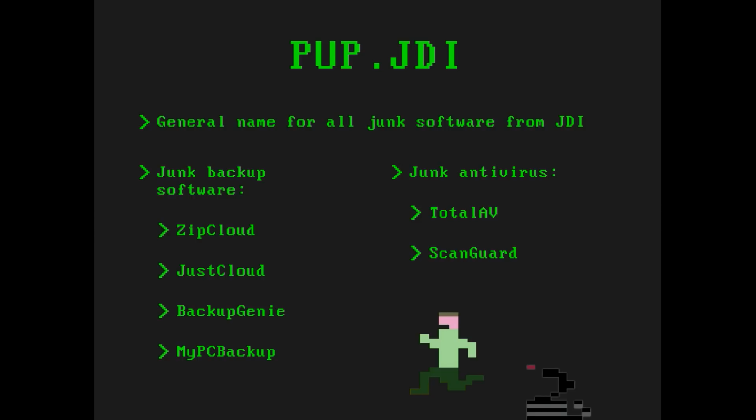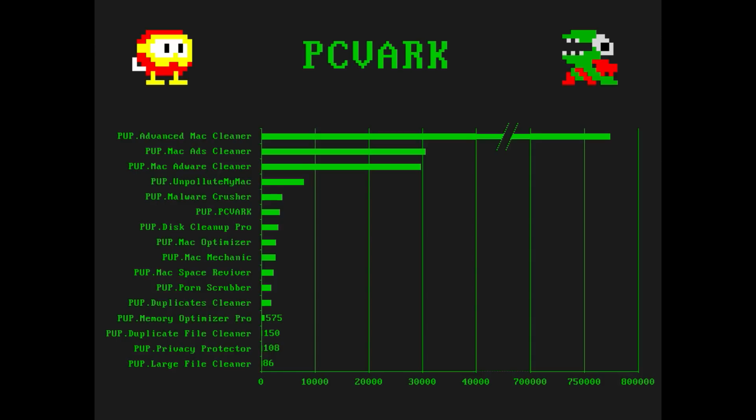So let's look at another category now. We talked about Advanced Mac Cleaner. That's made by a company called PCVARK. And here's a list of most of their stuff and how we're detecting it. You can see here, as with pretty much every other category, we have one big outlier at the top, and that's Advanced Mac Cleaner. That's their number 1 product. And then below that, there are a whole bunch of other things.